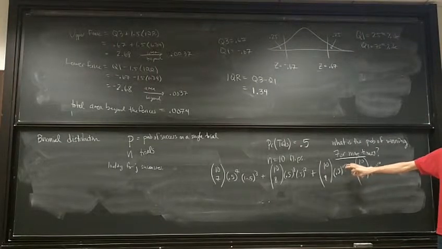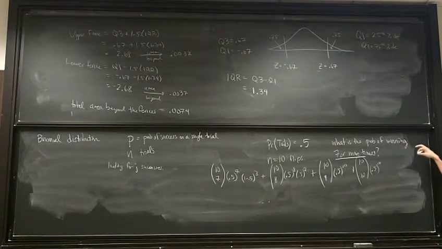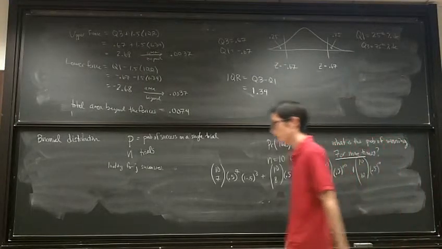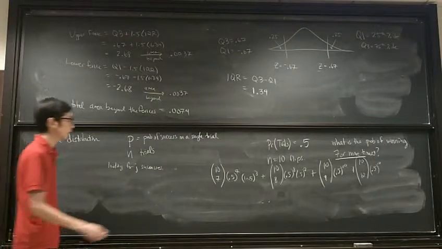I hope you guys don't get confused in your notes when you see 0.5 to the 10. This is 0.5 to the 9 times 1 minus 0.5 to the 1. And this is 0.5 to the 10 times 1 minus 0.5 to the 0. But because 1 minus 0.5 is equal to 0.5, I can add the exponents together. Alright, so what is this number?